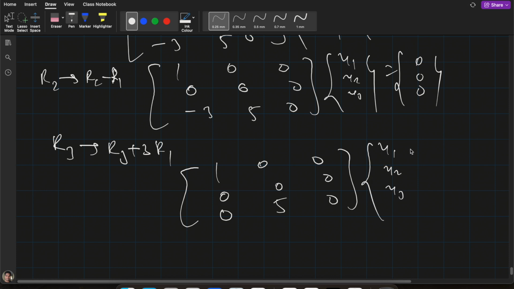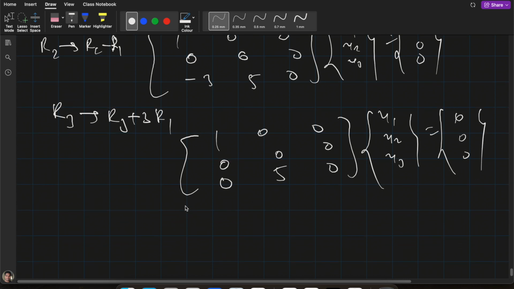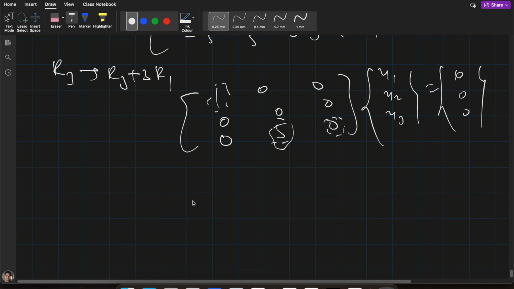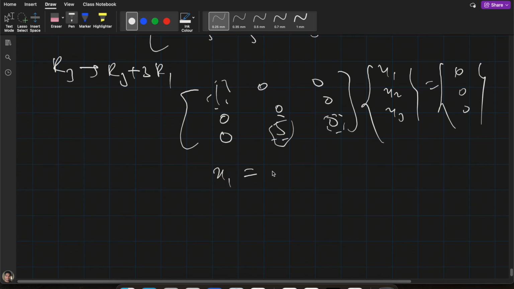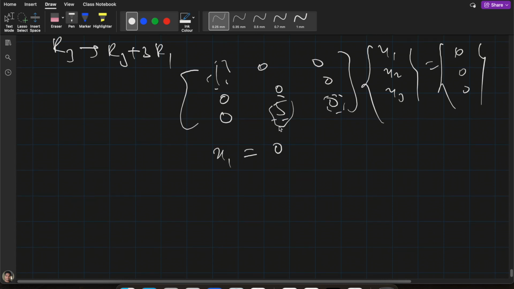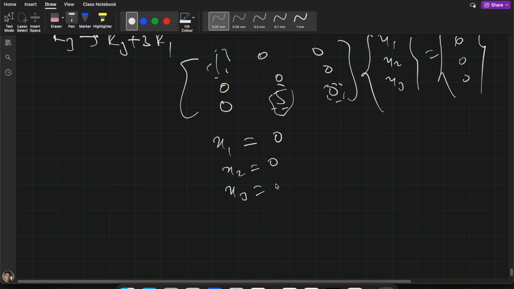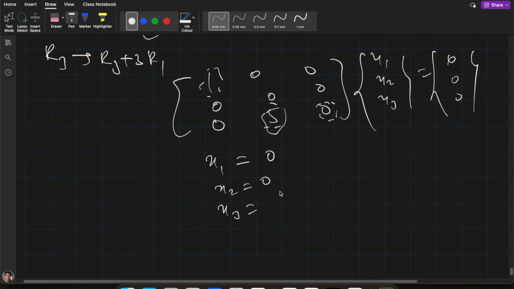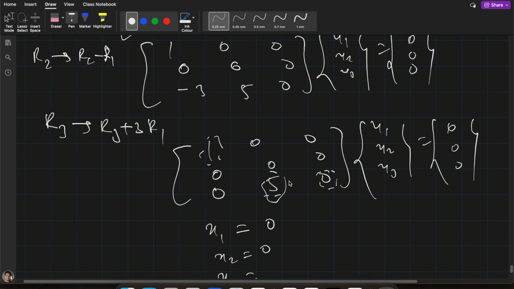x1 x2 and x3. How many pivots? 2. Yes. When you do row reduced echelon form, it will move up. So you have two pivots, and you have one free variable. You can see that the first equation is x1 equal to 0. The second equation will be x2 equal to 0, and x3 equal to what? You can take anything, right? Am I doing it wrong here? I think I am doing it wrong here.